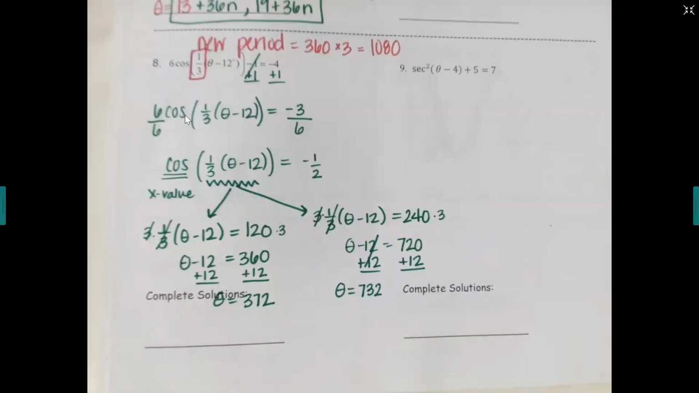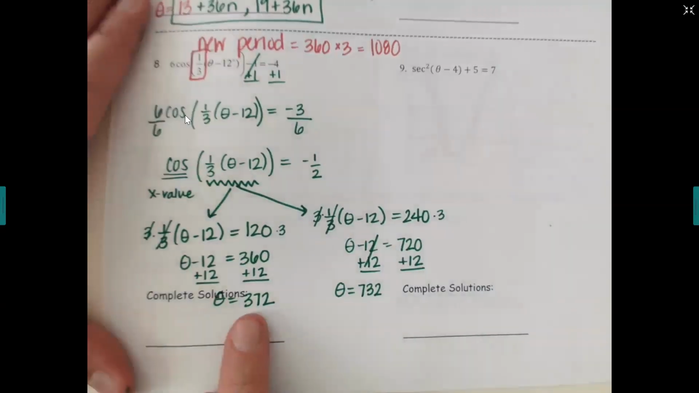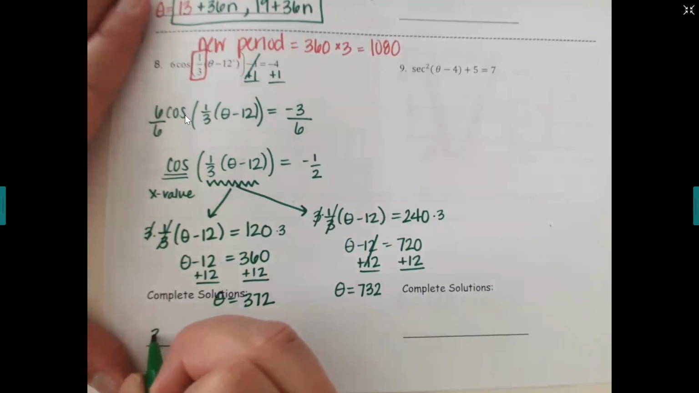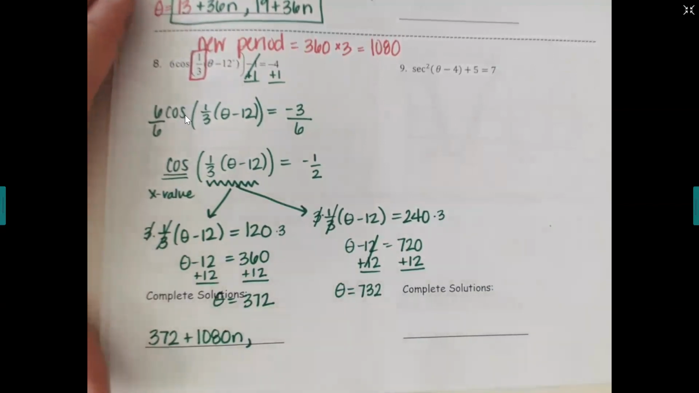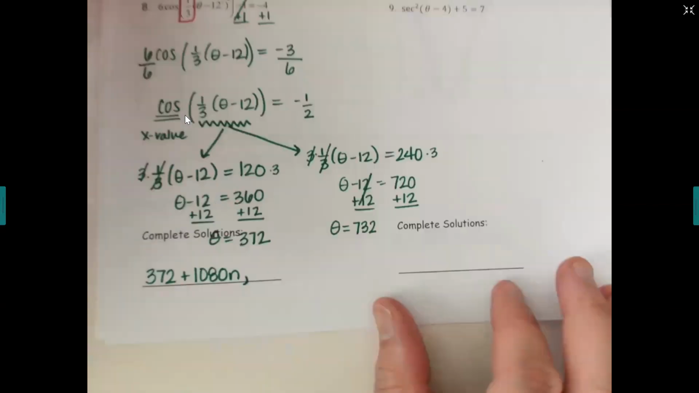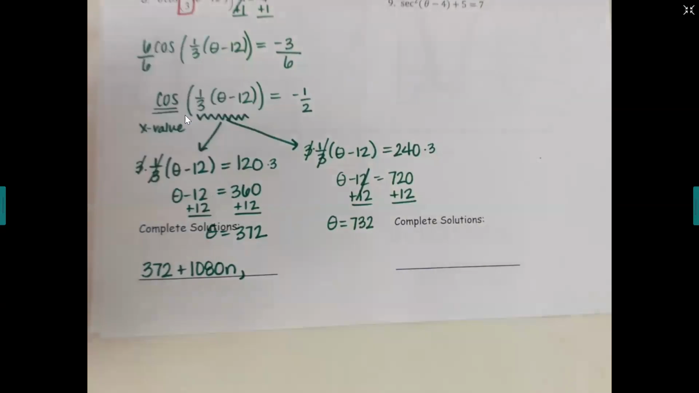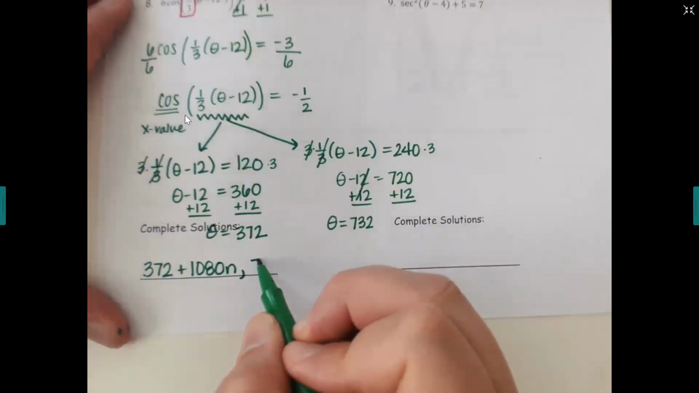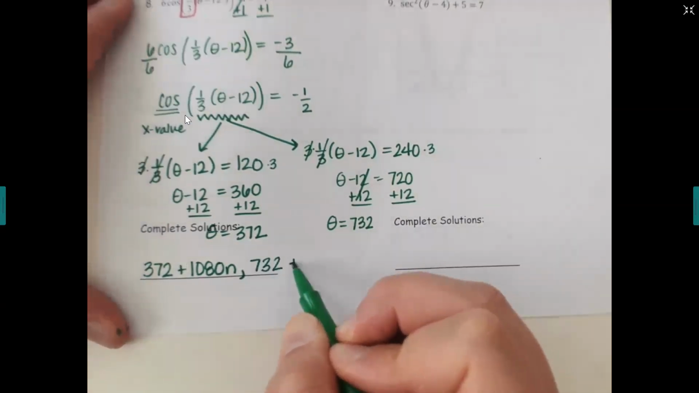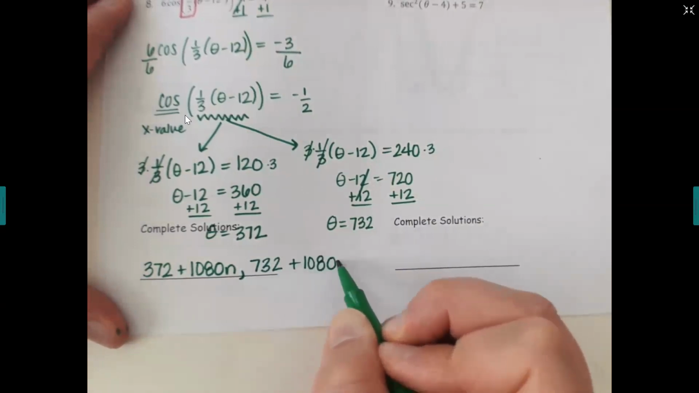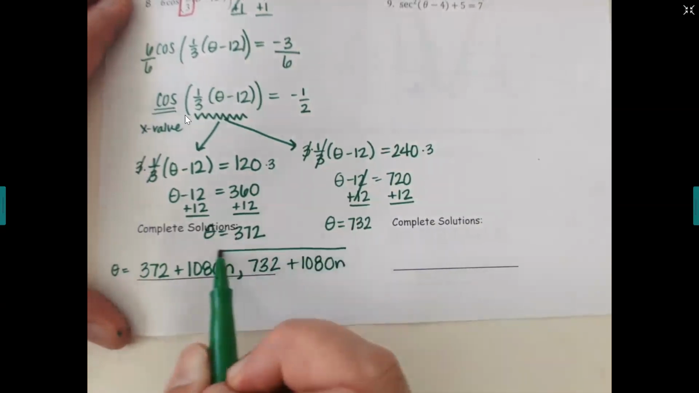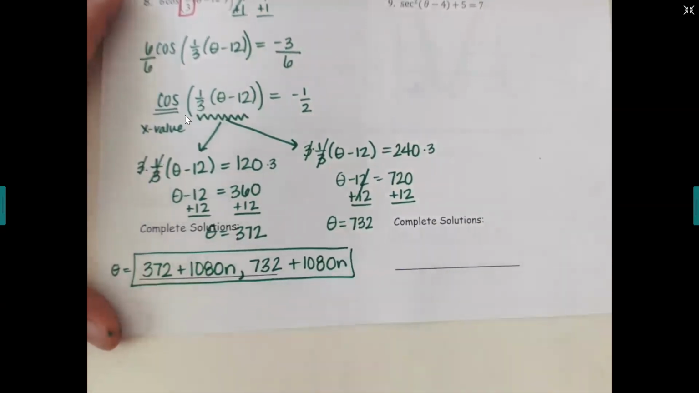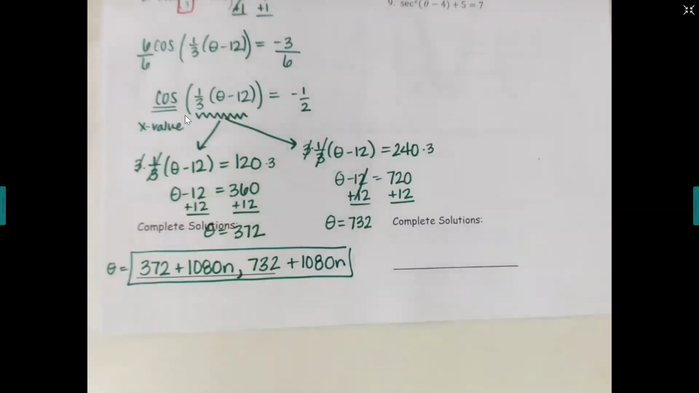So now let's write your complete solution. You would say it's 372 degrees, repeating every 1080 n. Okay, then for your practice, you'll put a comma, it'll open that second box. You'll put your second answer, 732 plus 1080. Feel like we can do that? Okay.